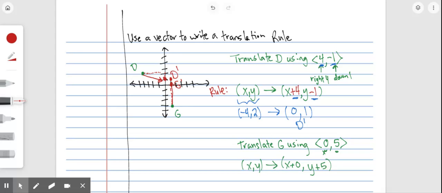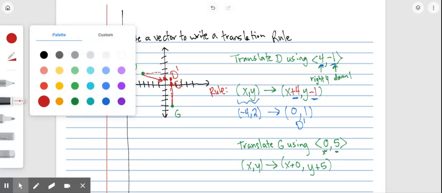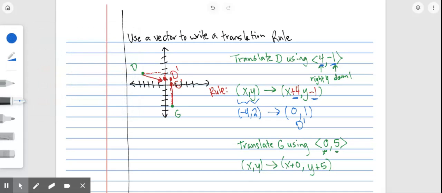Then if I test it out, just like I did on the last one, I start with the original coordinates of G, which are 1, -4. Then I do x plus 0, so 1 plus 0 is 1, and then -4 plus 5 is +1. I ended up at 1, 1, which is exactly G prime's coordinates. So that's how we write a translation rule.